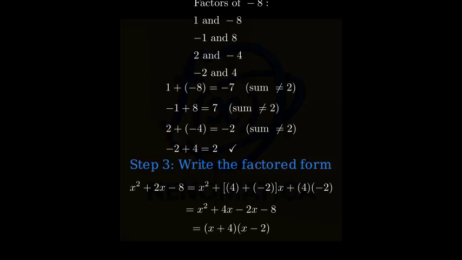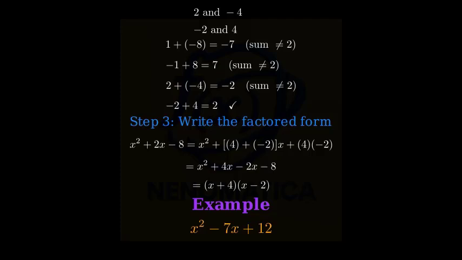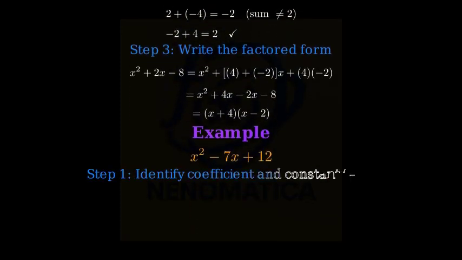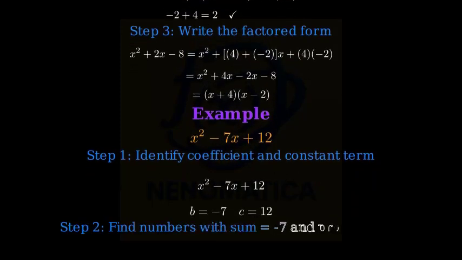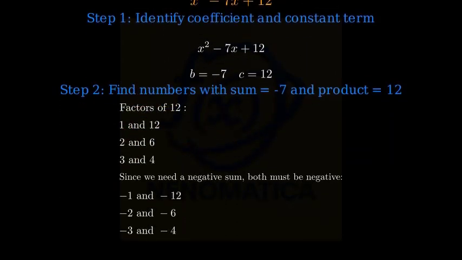Let's move on to our second example. We need to factor x squared minus 7x plus 12. In this expression, the coefficient of x is negative 7, and the constant term is 12. We need to find two numbers whose sum is negative 7, and whose product is 12. Let's list the factors of 12: 1 and 12, 2 and 6, 3 and 4. Since we need a negative sum, both factors must be negative.